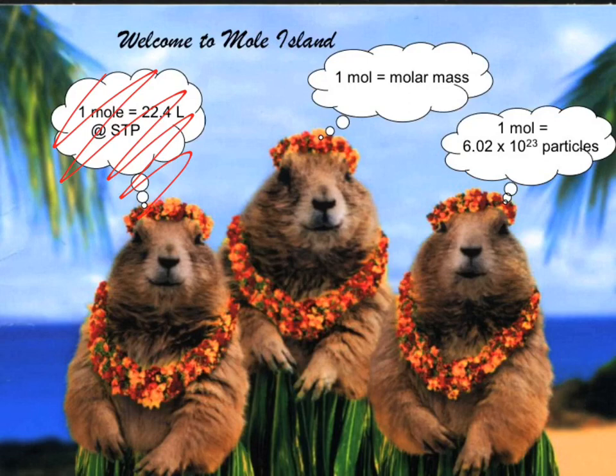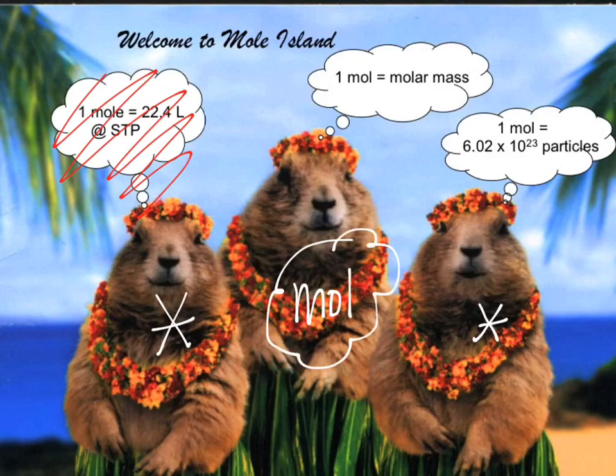So for me to go from one place to another, if I'm here and I need to get to here, I have to go through the mole. All right, we're island hopping. If I want to go from this island to this island, I've got to go through Mole Island. I've got to go over the mole bridge. Everything has to be over the mole. And where are we going to find our moles? Our moles are found as our coefficients in our balanced equation.